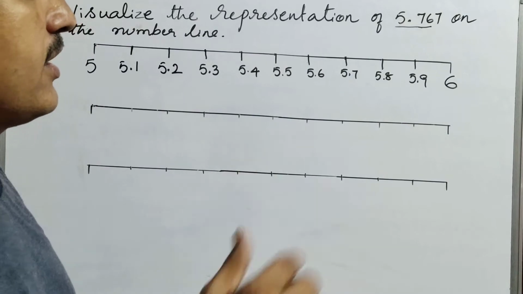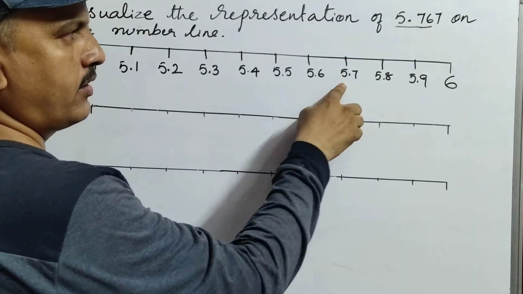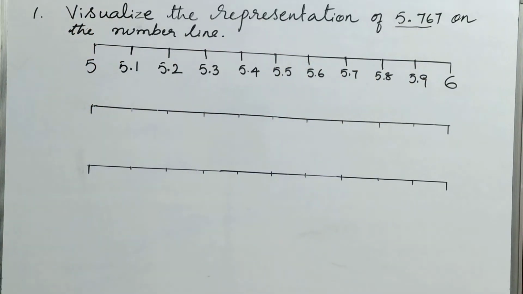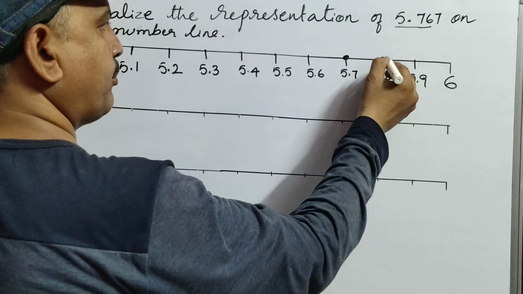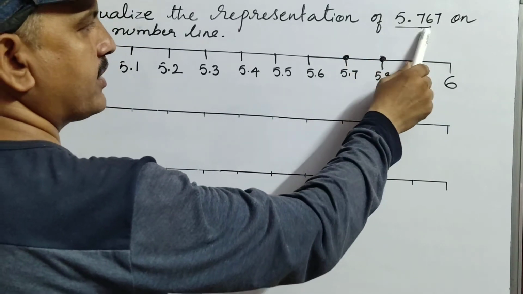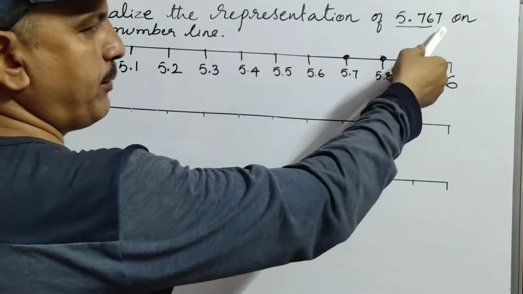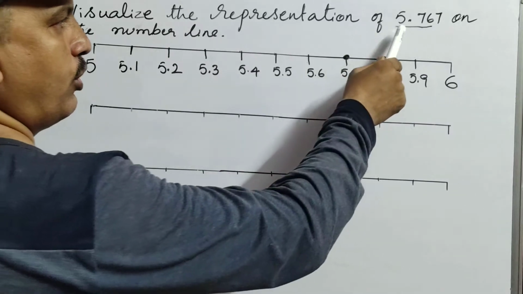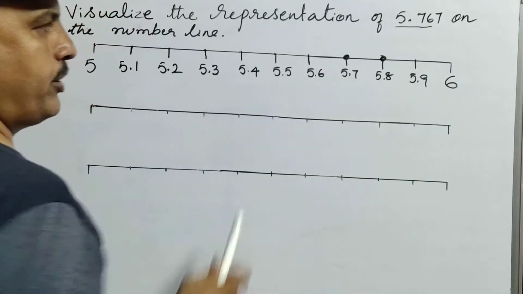Try to understand, very easy children. 5.76. Where is 5.7? Here. 5.76 means it lies between 5.7 and 5.8. Right? So mark it here 5.7 and this is 5.8. That means this number 5.76 will come. We are doing step by step. Not at a time will 5.76 come on the same line. We will get it step by step.